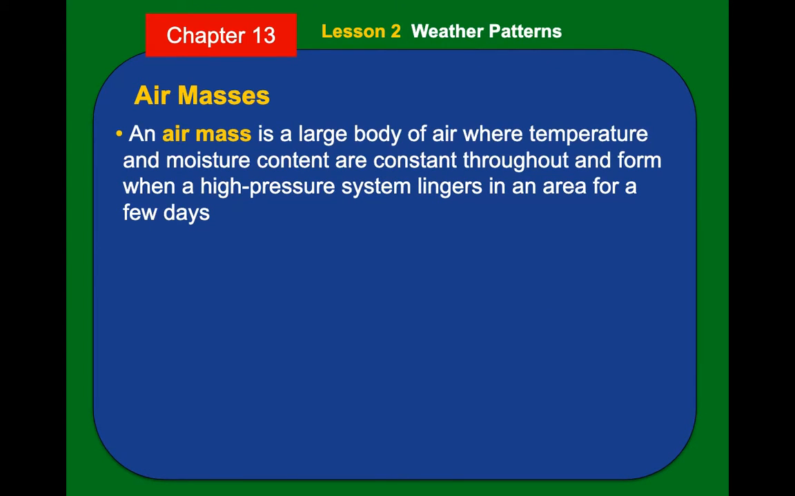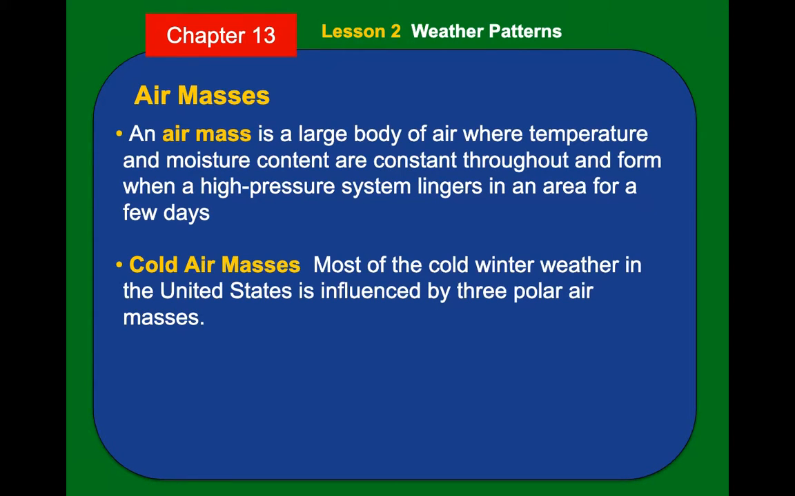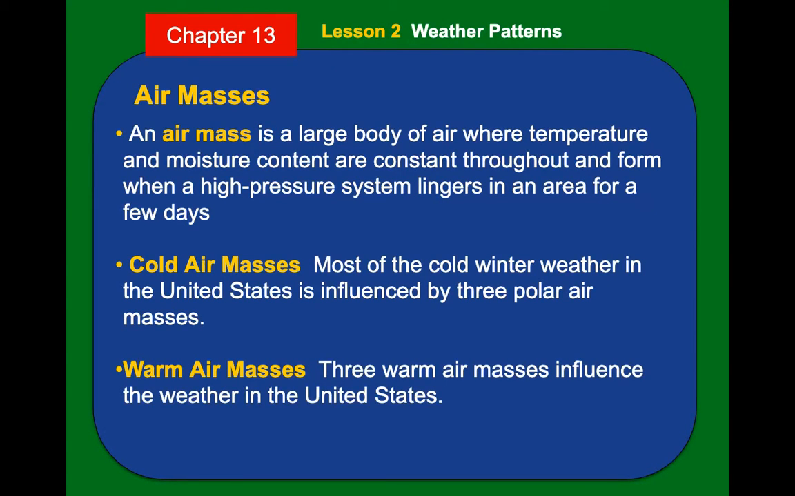The next thing I want to share with you is information about air masses. Air masses are large bodies of air where temperature and moisture content are constant or the same throughout, and form when a high pressure system lingers in one area for more than a few days. We have two main types of air masses. They're going to be hot and cold air masses.